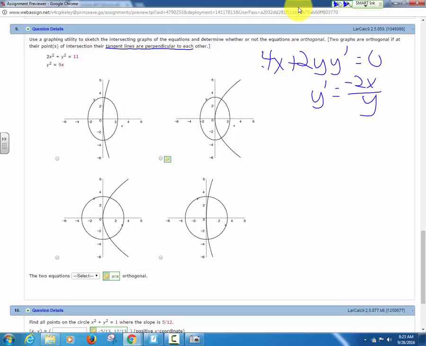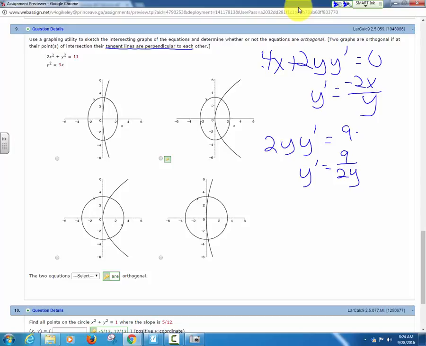I moved the 4x over, divided by the 2y. If I take the derivative of the second one, I get 2y, y prime equals 9. So y prime equals 9 over 2y. Okay, so we need to know when they are perpendicular. What does it mean to be perpendicular with the slopes? Right, so if one of the slopes is 3, the other slope's going to be negative 1/3 or whatever.